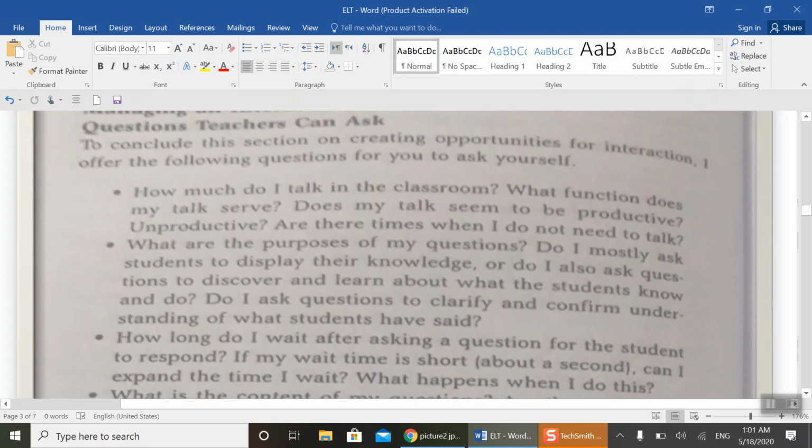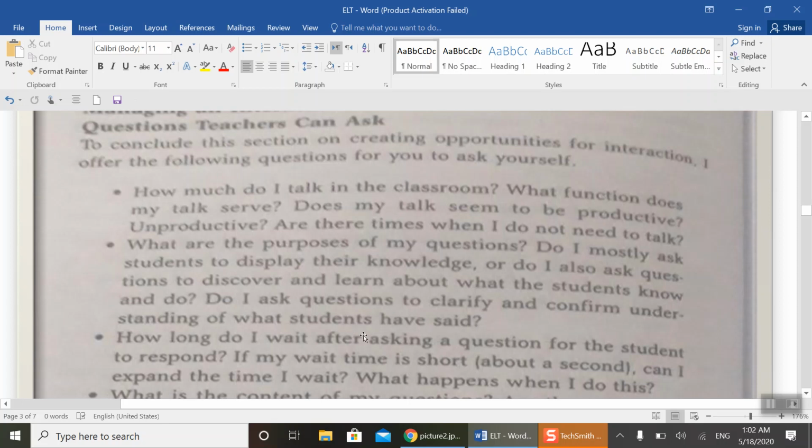Not only a summary. For example, how much do I talk in the classroom? Remember this? What function does my talk serve? Does my talk seem to be productive or unproductive? Are there times when I don't need to talk? What are the purposes of my questions? Do I mostly ask students to display their knowledge, or do I ask students to discover and learn about what the students know and do? Do I ask questions to clarify and confirm understanding of what students have said?